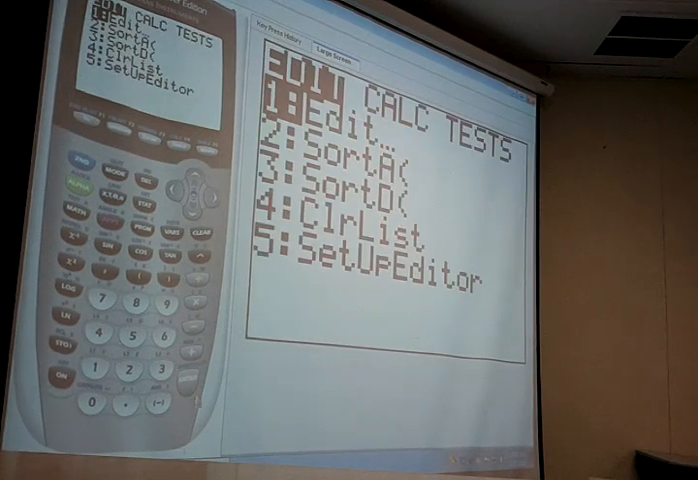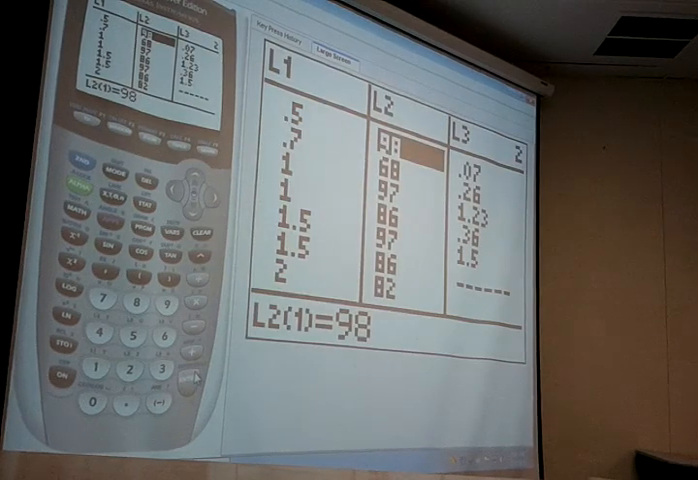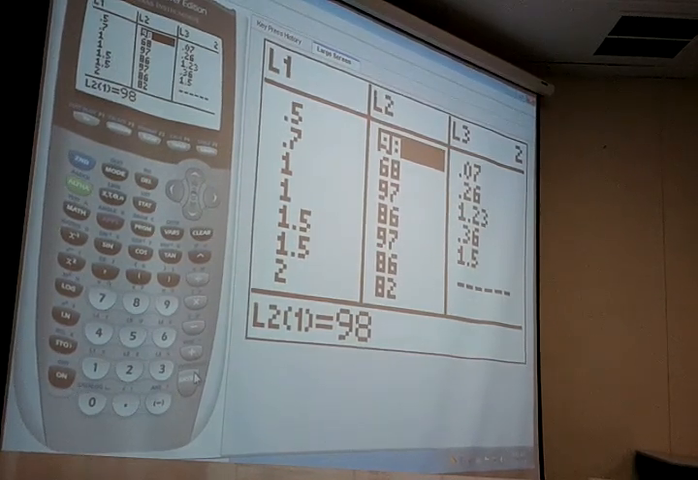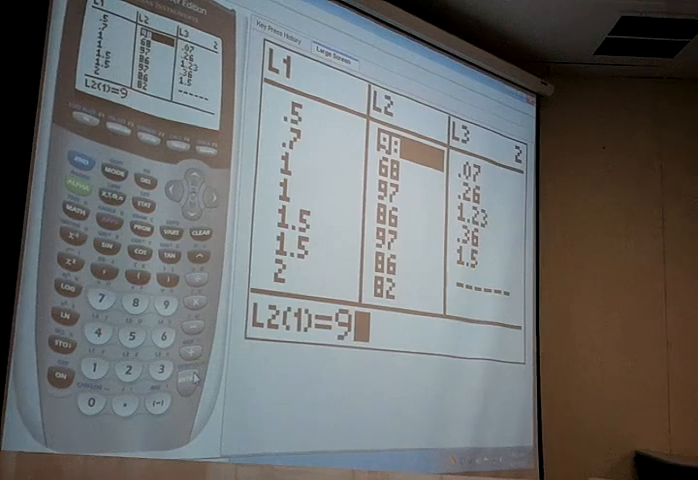All right. So look at number 26, crickets and temperature.